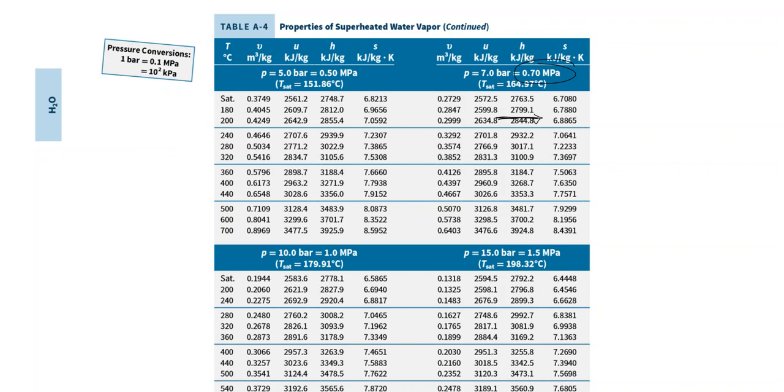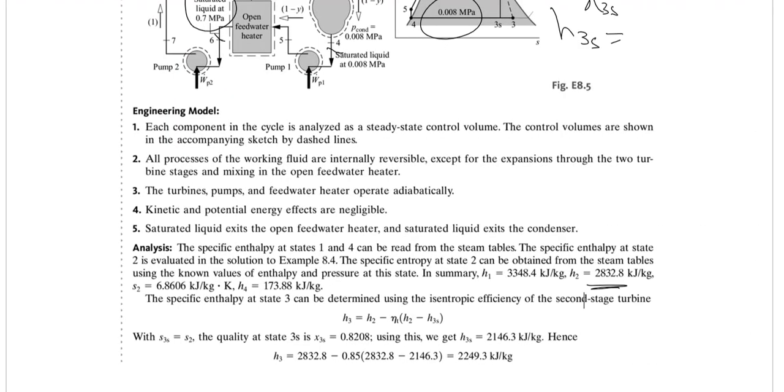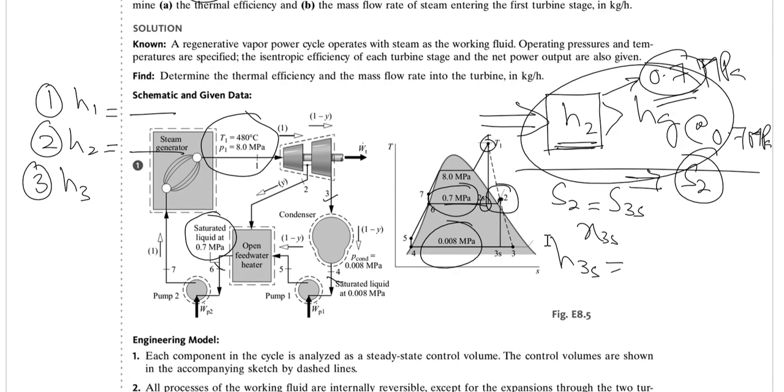So if I reduce it a little bit more, we would find the entropy, which would be near 6.880 something, or 6.81 something. Yes, you would need some interpolation as well. Using this enthalpy and that pressure, we find the entropy, which was equal to 6.8606. So using the interpolation, you can find the entropy. Now you have the entropy S2.